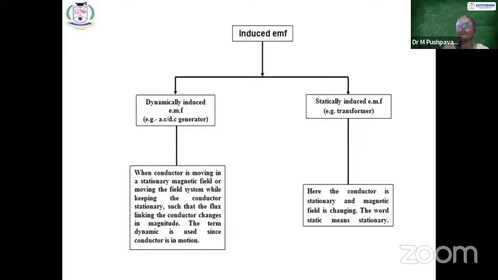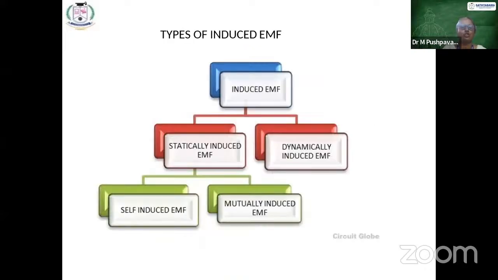Explain the types of induced EMF in detail. Now, we have two types: dynamically induced EMF and statically induced EMF. Statically, we have two types: self-induced EMF and mutually induced EMF. If the question is not specific, you have to explain both dynamic and static. If the question specifically asks about dynamically induced EMF, you have to derive the formula E equal to BLV sin theta. And statically induced EMF has two types, self-induced and mutually induced EMF.